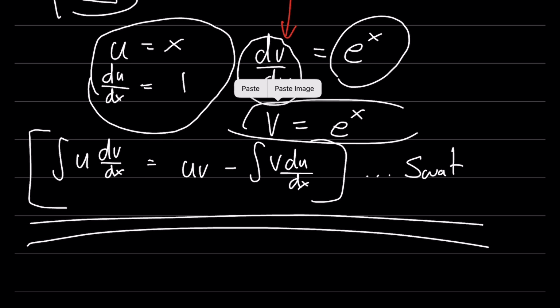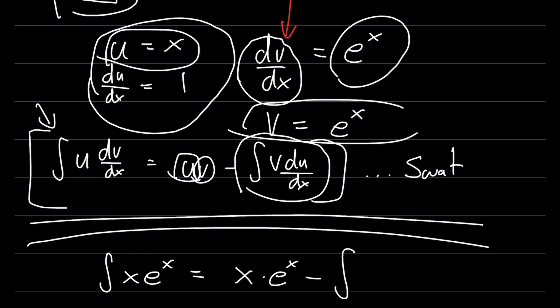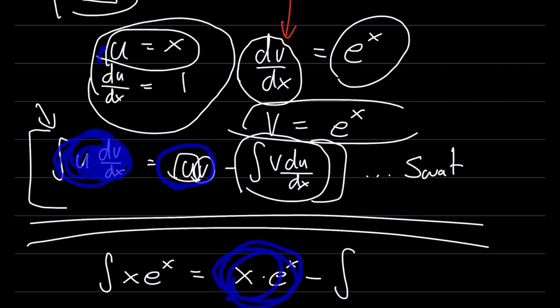So u is x, so if we put the integral of u, we're going to have the integral of x, dv by dx is e to the x, is equal to uv. So u in this case is u times v, v we know is e to the x, minus the integral of... if you're following along, we just substituted in our values for u and v, or well dv by dx in this case, is equal to uv, which is this thing right here, minus this part right here.